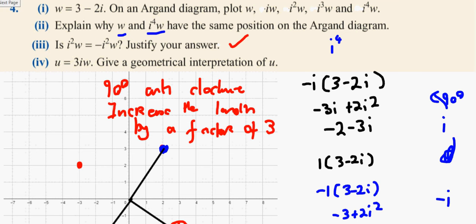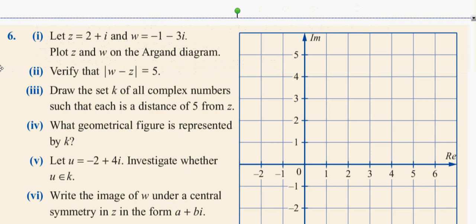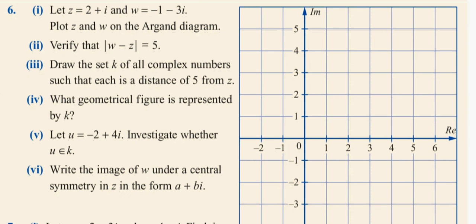Alright, weird question. 6 is a bit better. Alright, 6. Peter, where's Z located? 2 what? And 1 up, yeah? Okay, Dermot, where is W? So, up or down? Right. So that's Z and that's W. Done. Verify that the modulus of W minus Z equals 5.